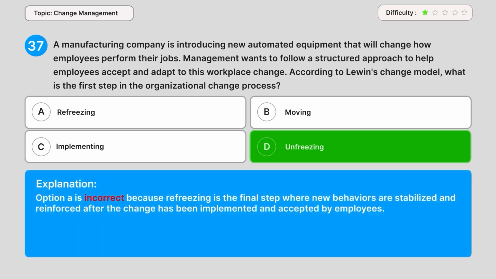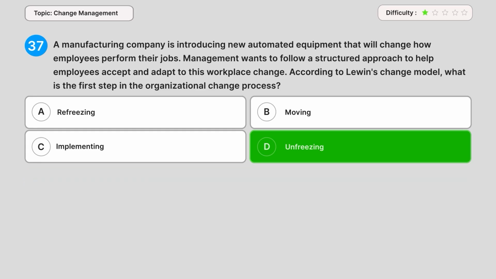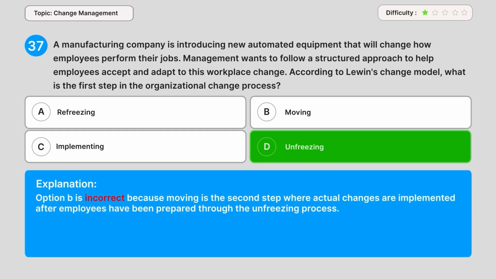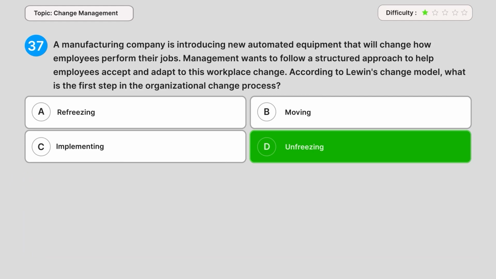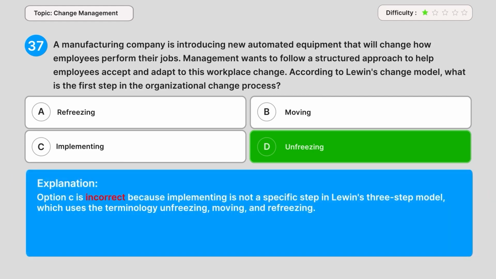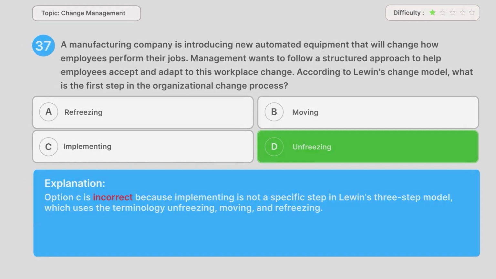Option A is incorrect because refreezing is the final step where new behaviours are stabilised and reinforced after the change has been implemented and accepted by employees. Option B is incorrect because moving is the second step where actual changes are implemented after employees have been prepared through the unfreezing process. Option C is incorrect because implementing is not a specific step in Lewin's three-step model, which uses the terminology unfreezing, moving, and refreezing.